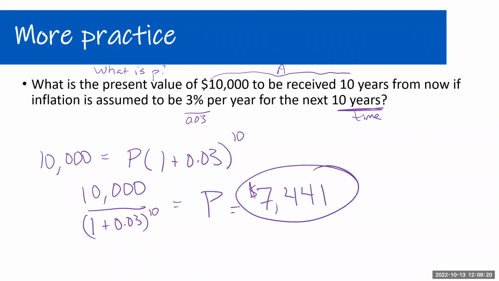And remember, you can think about this in terms of interest. If you put $7,441 into an account today, assuming a 3% gain inflation per year, don't do anything else, then in 10 years, it's going to be worth $10,000.